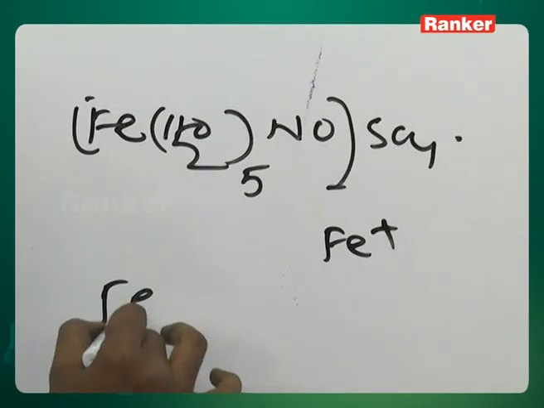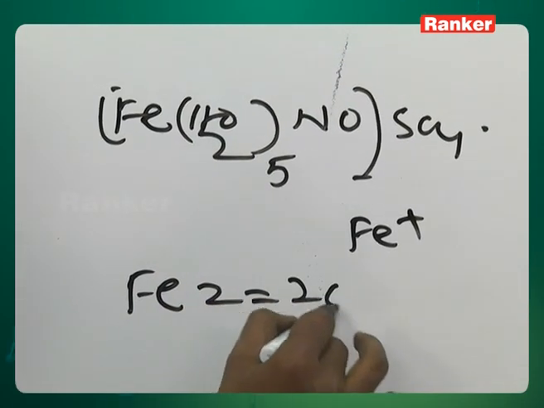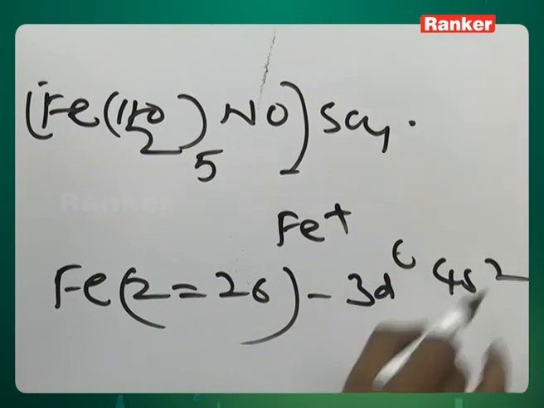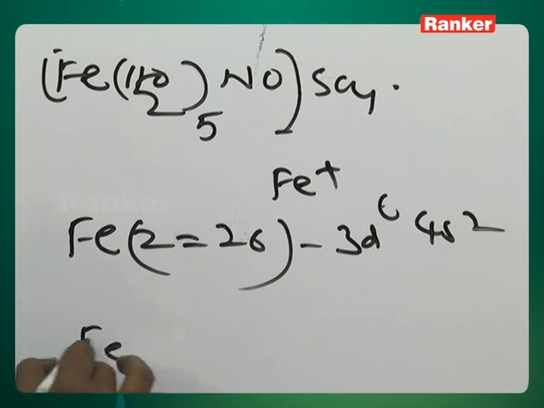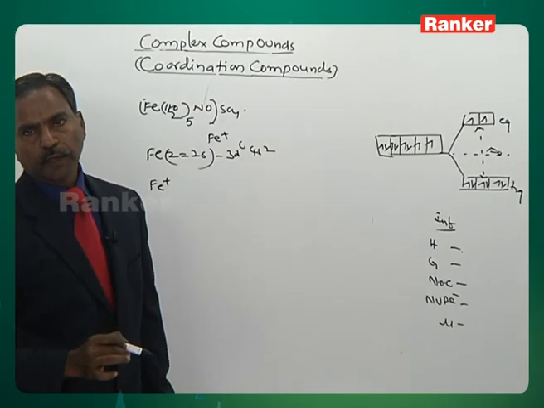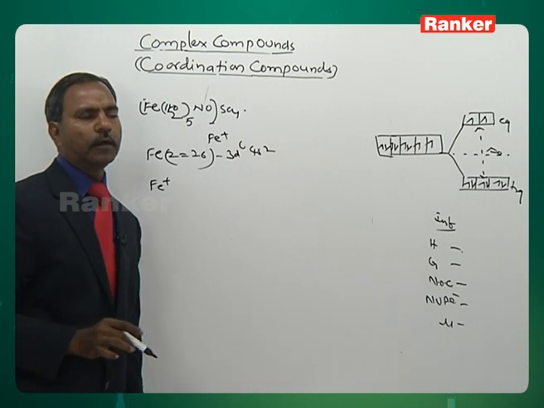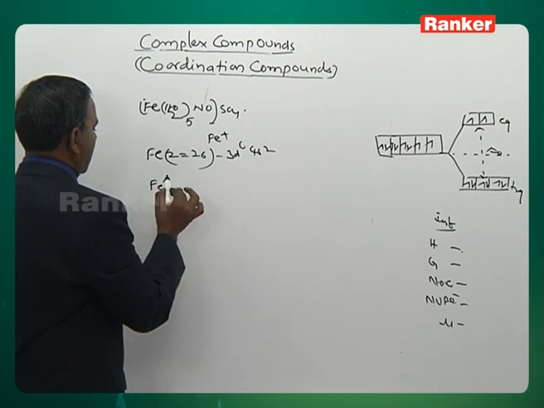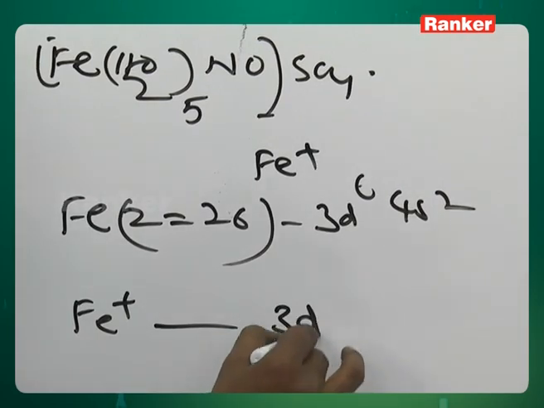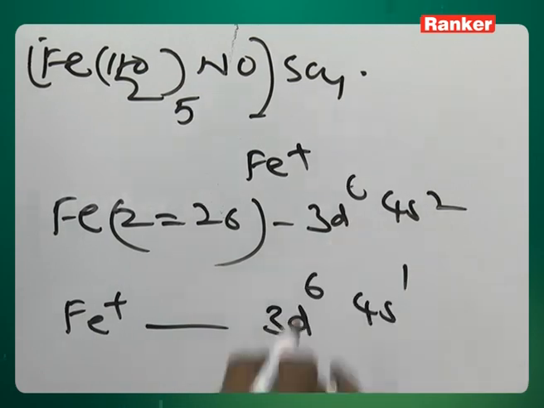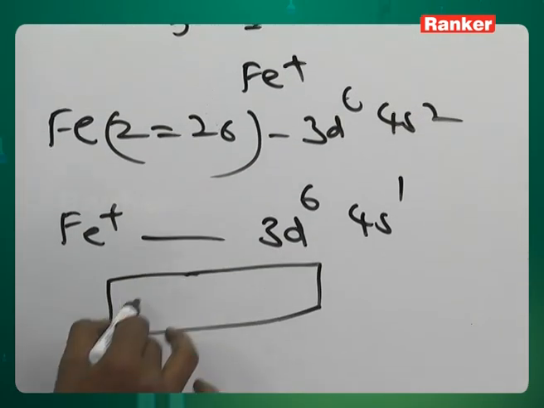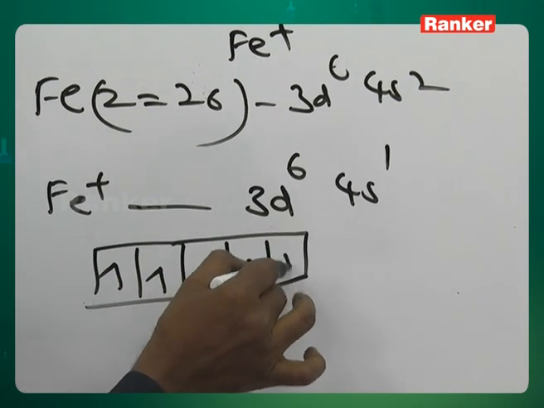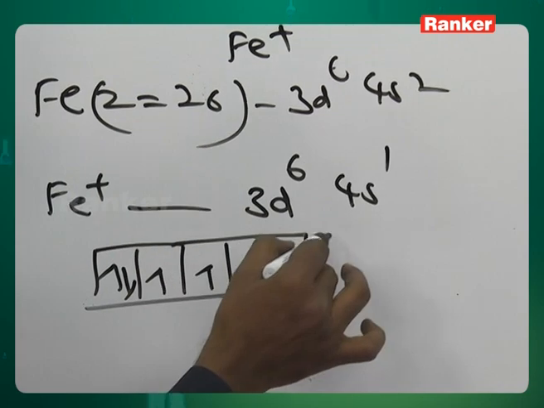Now you see here Fe, Z is equal to 26, so it will be 3d6 4s2. Fe plus, you are seeing the oxidation number of iron in the brown ring is Fe plus. Brown ring is very important. In most of the entrance exams, it is repeatedly appearing. Be very careful about Fe plus. Then it is 3d6 4s1.